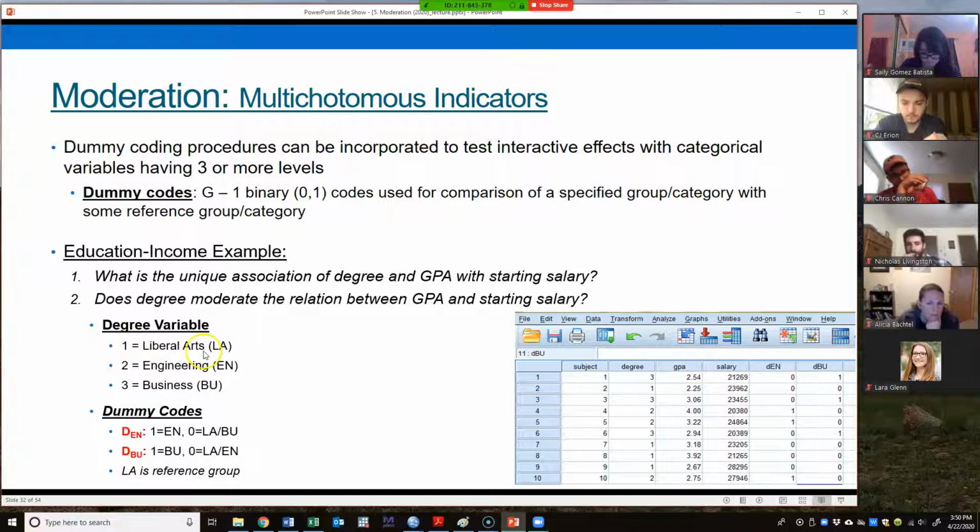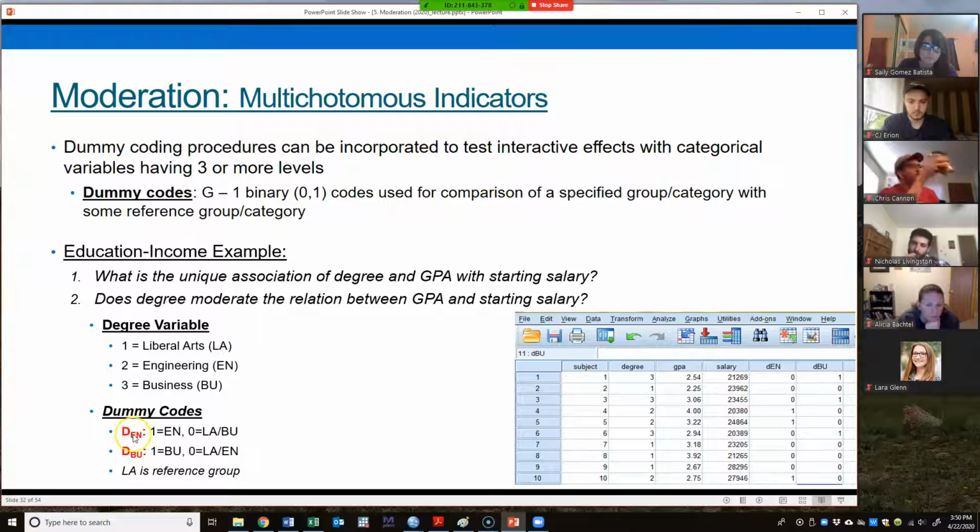We've got people with a liberal arts degree, people with an engineering degree, and people with a business degree. Can I enter this into my regression model as just 1, 2, 3 and have anything that's interpretable? Nope, I can't, right? But what I can do is take this degree variable and break it into 2 dummy codes. I've got 3 categories, so 3 minus 1 is 2. So for this example, I'm going to create 2 dummy codes.